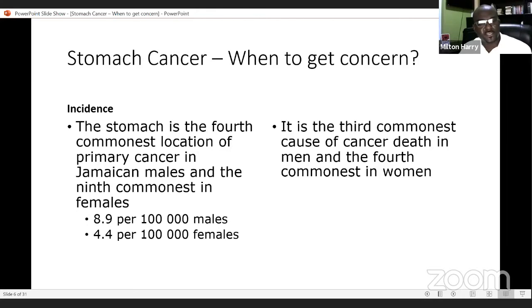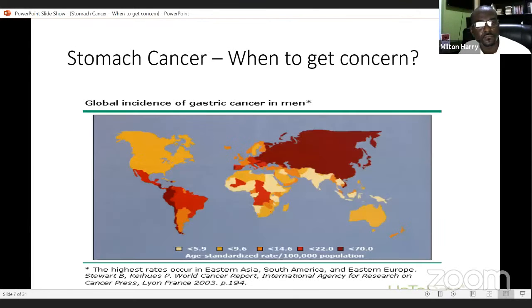Looking at the incidence here in Jamaica, it's actually the 4th commonest cancer in males, whereas it's the 9th commonest cancer for females, with incidences as mentioned here. And it's the 3rd commonest cause of cancer deaths in men and the 4th commonest for women. And this is just showing you incidences across the world. When you look at it, there are very high incidences in Eastern Asia, South America, and Eastern Europe.